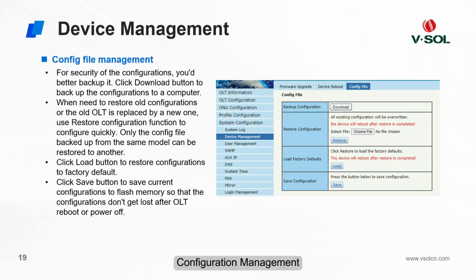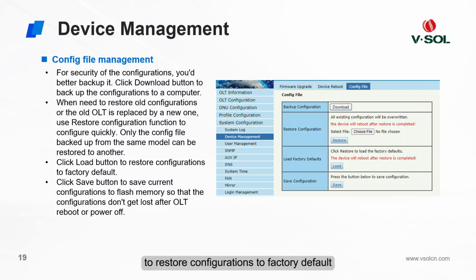Configuration management. For the security of the configurations, you'd better back them up. Click the Download button to back up the configurations to a computer. When you need to restore old configurations or the old OLT is replaced by a new one, use the Restore Configuration function to configure quickly. Only a config file backed up from the same model can be restored to another.